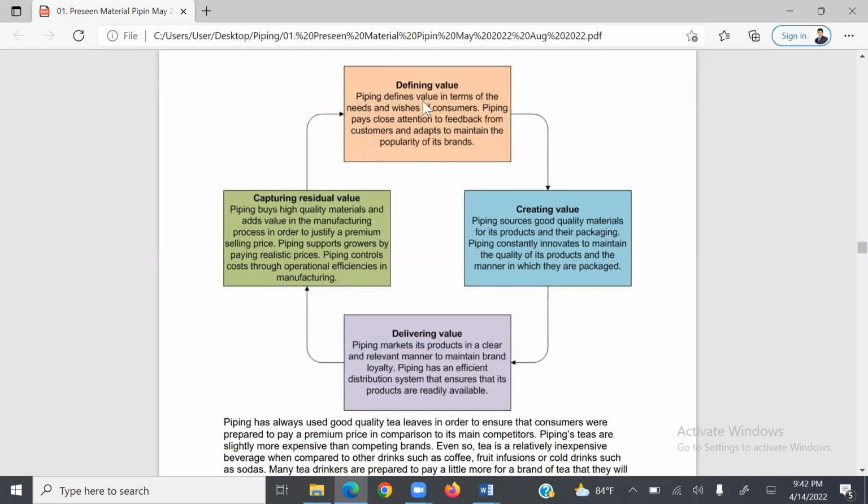So Pixel defines value in terms of the needs and wishes of consumers. Pixel plays close attention to the feedback from consumers and adapts to maintain popularity of the brand. So they want popularity of the brand and they generally want the feedback from the consumers as well.